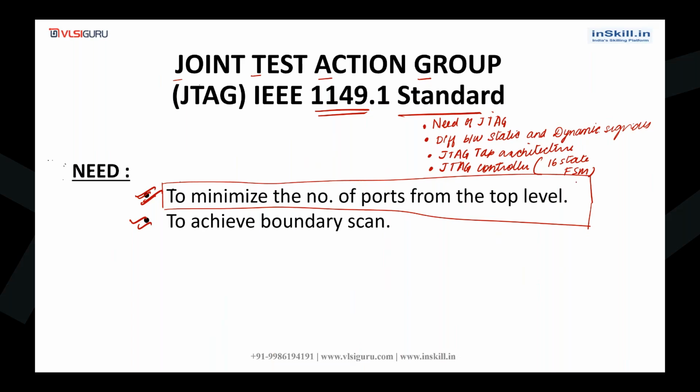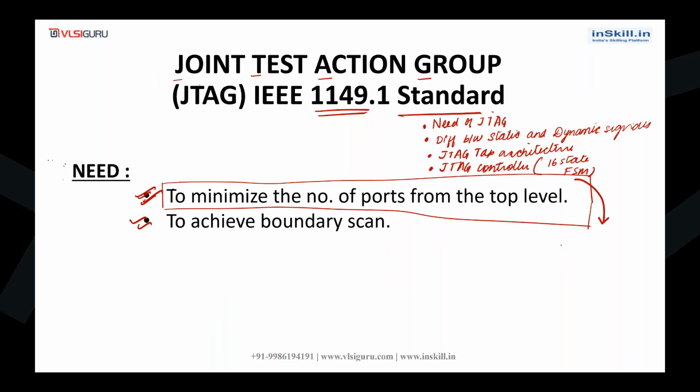While we are understanding the various states in the 16-state FSM, we will simultaneously explore how, with the help of JTAG, we are able to internally control the static signals.